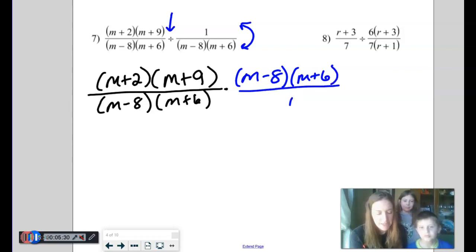1 is in the denominator. That's pretty boring. I'm going with 8 times 6. All right, guys, help me with this part. If you see something on the top and the bottom of the fraction, we got to cross it off.